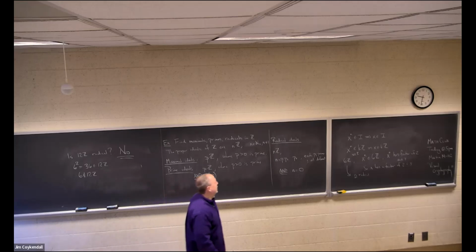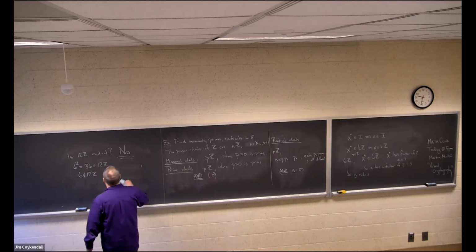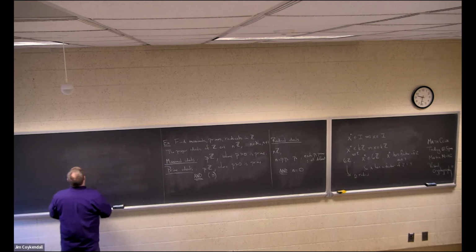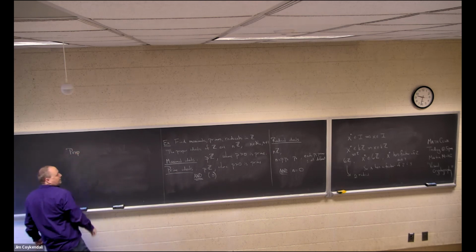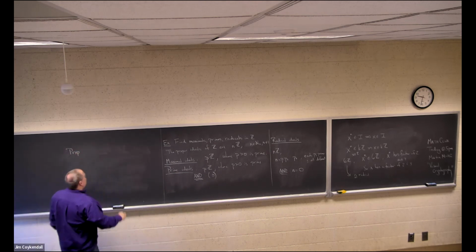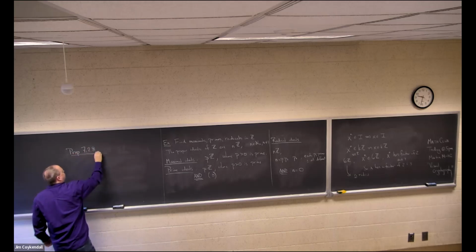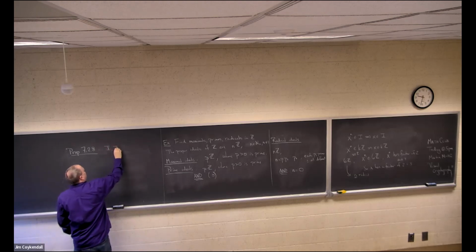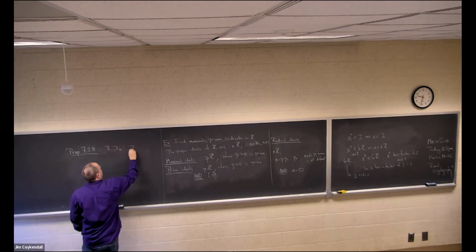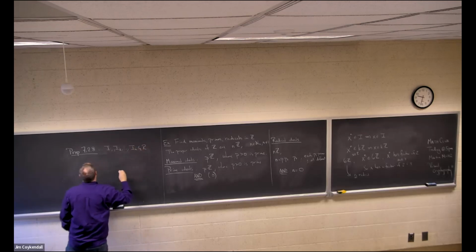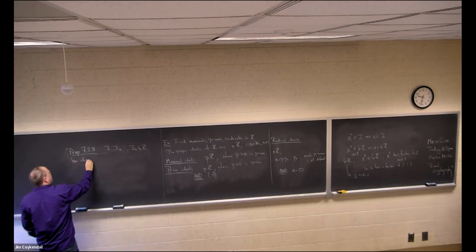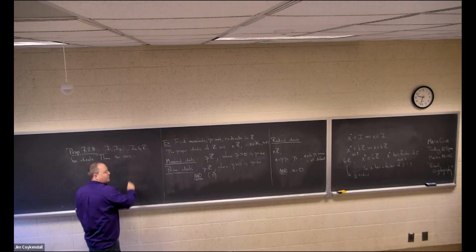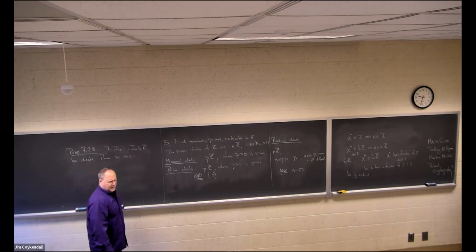Okay, so I'm going to give you a proposition here. I'm going to define some operations on ideals. Proposition 7.28. We're going to let I1, I2, ..., In, and R be ideals. Then so are these. So here's a way that you can build new ideals from old.